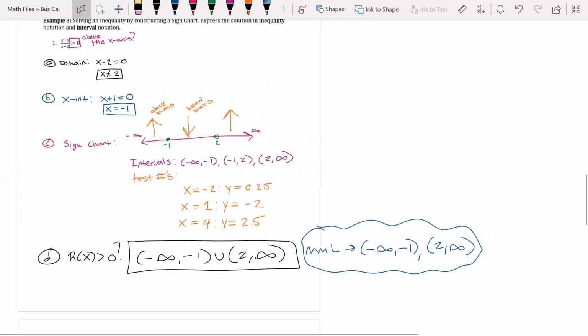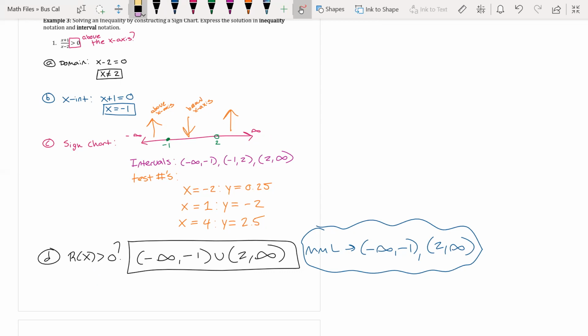Oh, good question again. Why don't we have a bracket? What's the inequality? Oh, okay, it's just greater than, not greater than or equal to. If it was greater than or equal to, then yes, you would have -infinity to -1 bracket. Good. That's a good question.